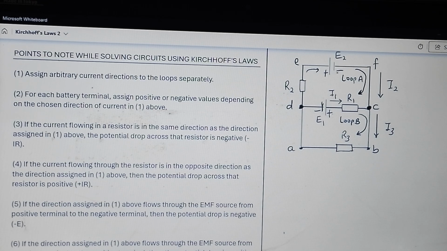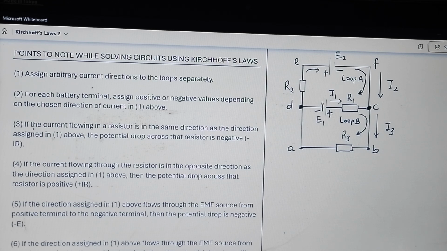Now, how do we know the positive terminal? How do we know the negative terminal? You can see from this battery that you have a longer line and a shorter line. This longer line is assigned the positive terminal, and this shorter line is assigned the negative terminal. So we've taken note of point 2: for each battery terminal, assign positive or negative values depending on the chosen direction of current flow. But then the long side is the positive terminal, the short side is the negative terminal.